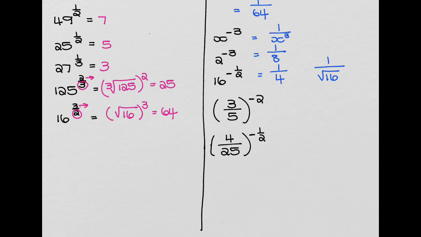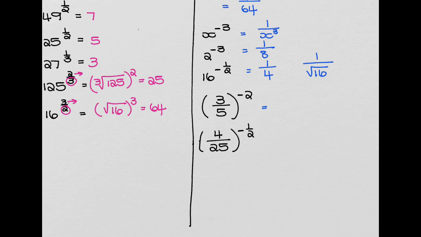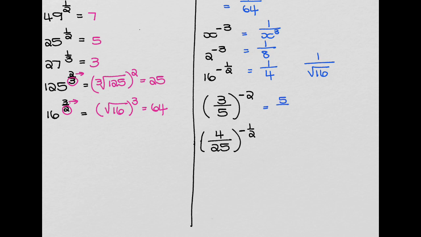Now, when there is a fraction inside the bracket, things get a little bit more interesting. The negative tells me that it turns upside down, that the fraction changes. So instead of being 3 over 5, it becomes 5 over 3, and now the power is positive. So when the power is negative, the fraction turns upside down, essentially. And so now what you've got is 5 squared, which is 25, and 3 squared, which is 9.